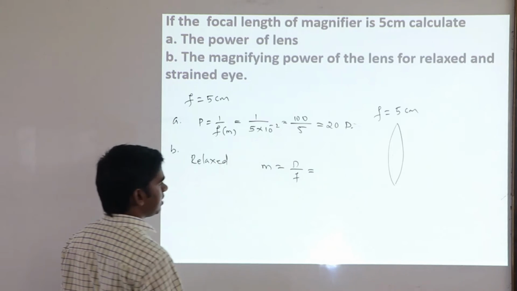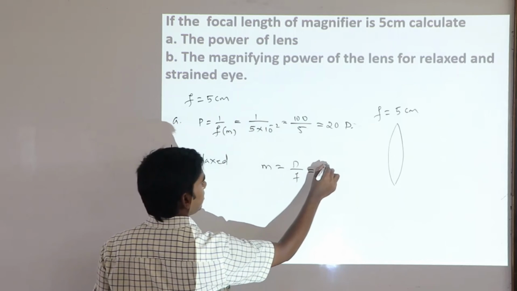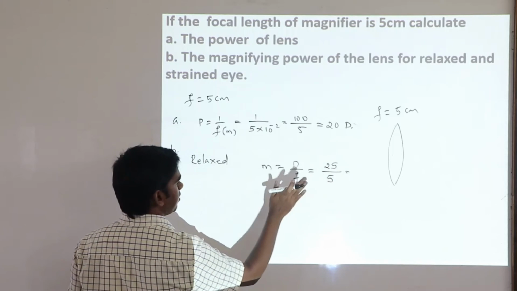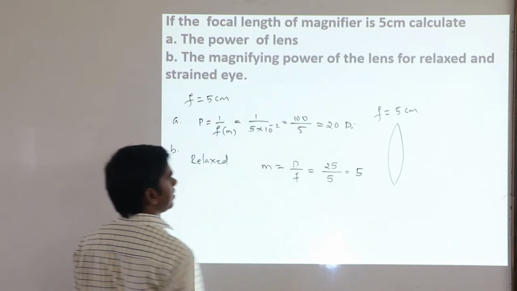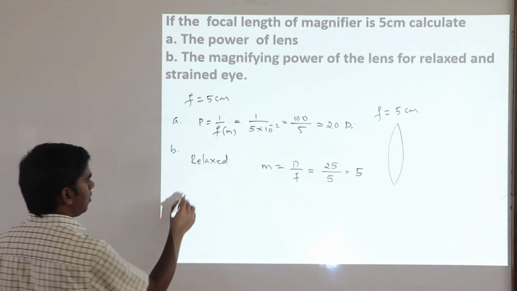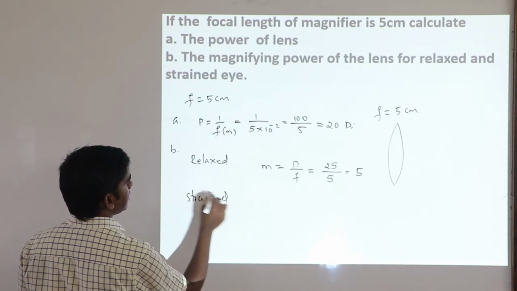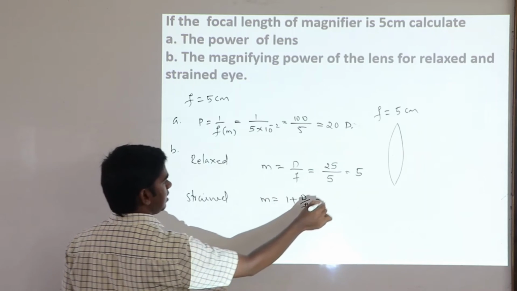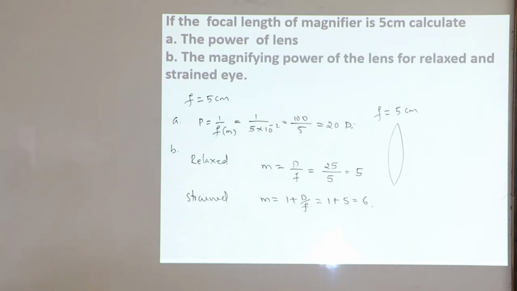Okay. In the last class we discussed this one. So D is 25 centimeters for a human being, divided by the focal length. Now we have to take centimeters only, not meters. So this is going to be 5. Okay. Then for strained eyes, M equals 1 plus D by F. Okay. That is 1 plus 5, which is going to be 6. Okay. These are the simple questions on the simple microscope.